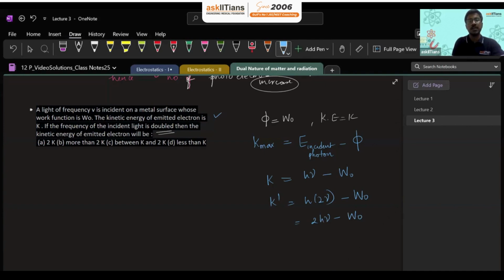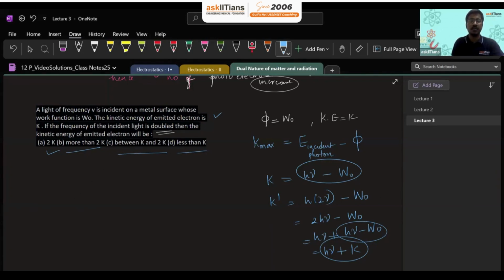So you have to say whether the kinetic energy is 2K, more than 2K, between K and 2K, or less than 2K, right? Here the K value was h nu minus W naught, or I can write this as h nu plus h nu minus W naught. Because it's 2 times h nu, I can write this term as K plus h nu. So clearly, as the frequency is doubled, K dash, the kinetic energy, is also increased. So you can say it's more than K.